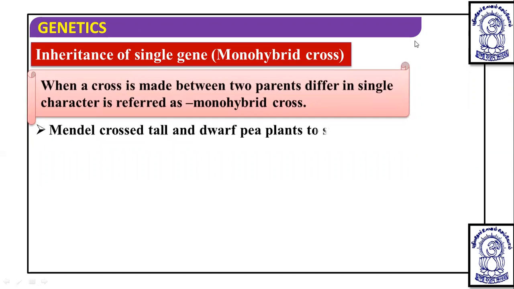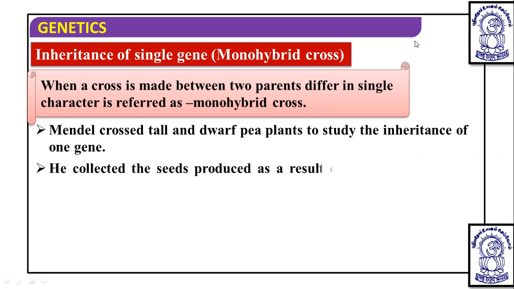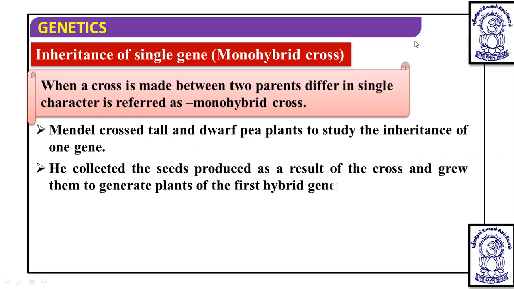Now, Mendel crossed tall and dwarf pea plants to study the inheritance of one gene. One parent is tall and one parent is dwarf. So tallness and dwarfness are the traits of a character, that is height. He collected the seeds produced as a result of the cross and grew them to generate a plant of the first hybrid generation. Meaning, he took a tall plant and a dwarf plant, made a cross, produced the hybrid plant, grew it, and collected the seeds of this first hybrid generation.